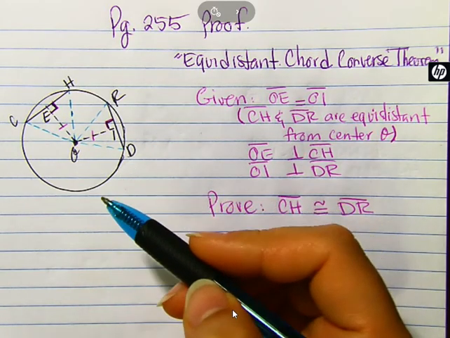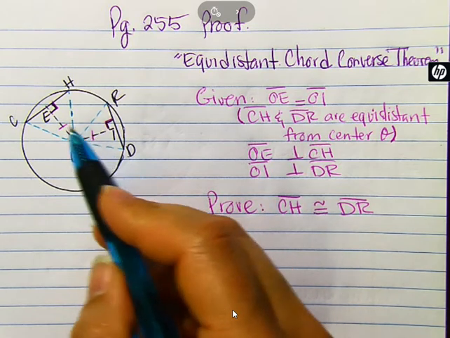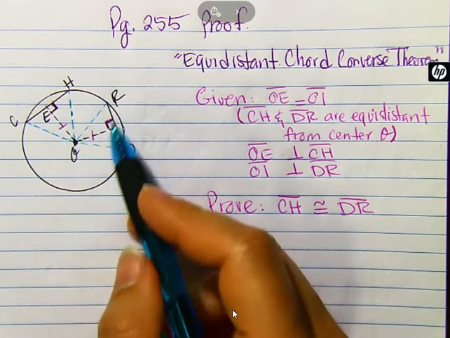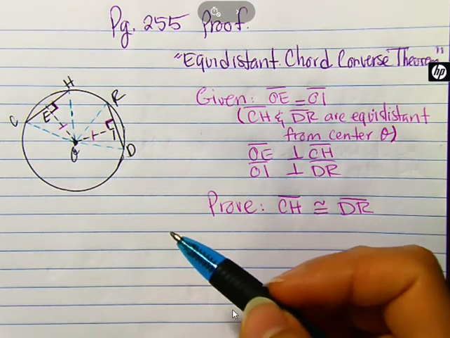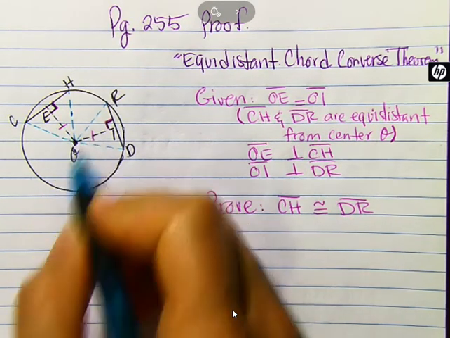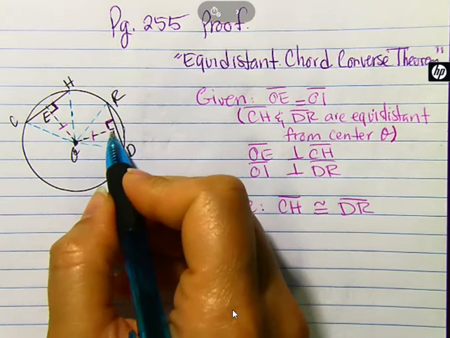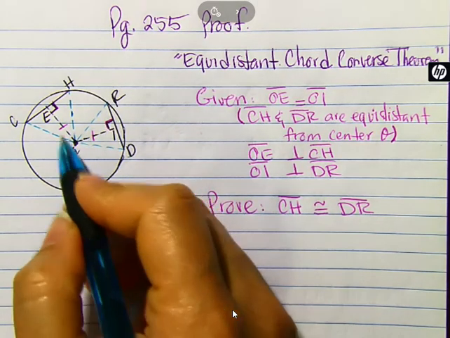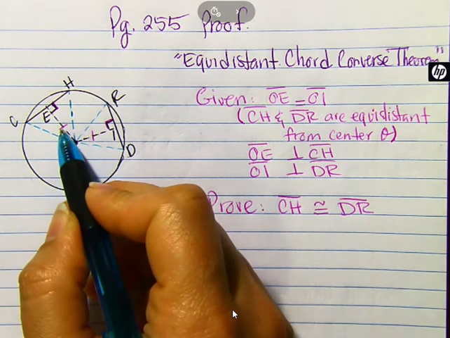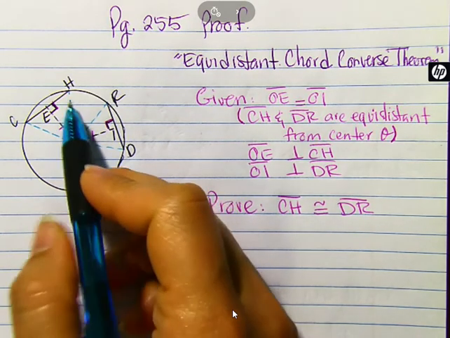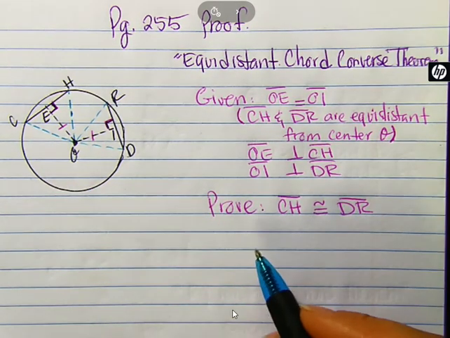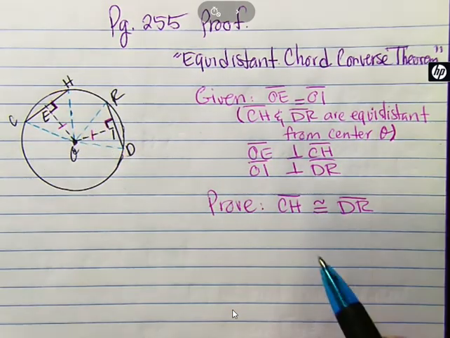Well, in the converse, we are given that they are equidistant from the center of the circle. We're trying to prove that these two chords must be then congruent. Here's what's given to us in addition to that. Other than the fact that we know they're equidistant, we are also told that OI is perpendicular to DR and OE is perpendicular to CH. And that's what gives us the distance between the chords and the center of the circle. We're going to go ahead and prove that these two chords are congruent.